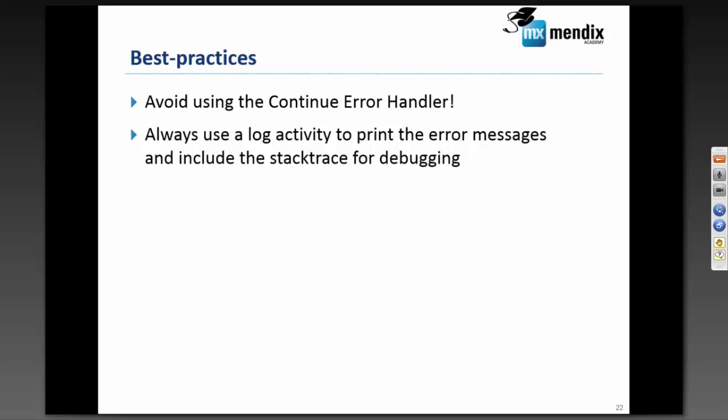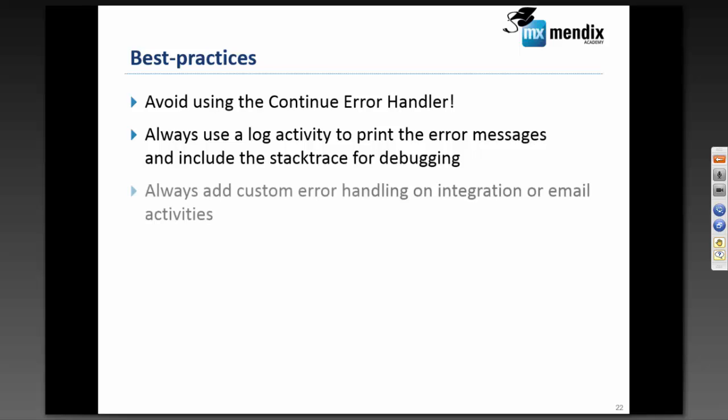Always, always, always use a log activity to print your error messages and include the stack trace. Whether you're working with just microflows in the modeler, if they're calling Java actions, if you're running web services, REST services, whatever you have going on, the ability to print that message and the stack trace is going to make debugging so much easier. So always, always, always log what's going on. It may even be helpful to log the user that triggered the error so you can know exactly what that user was doing at what point in time, to get a little more information.